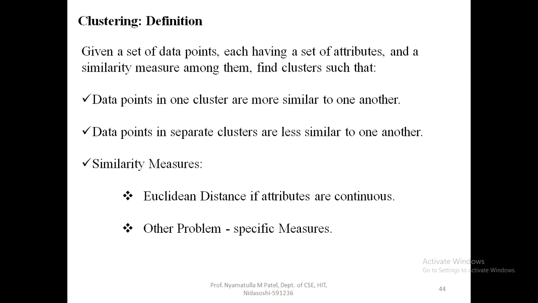Now, how are we going to separate this? How are we going to say that two data points are similar or non-similar? Now, based on Euclidean distance if the attributes are continuous attributes, or some specific measures you can use to find out whether the two data points are similar or not.